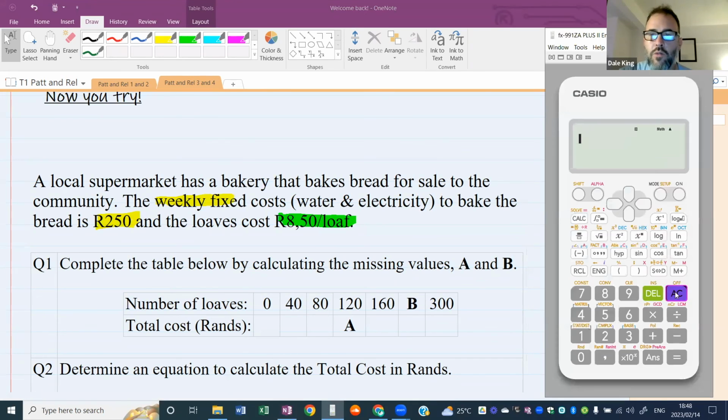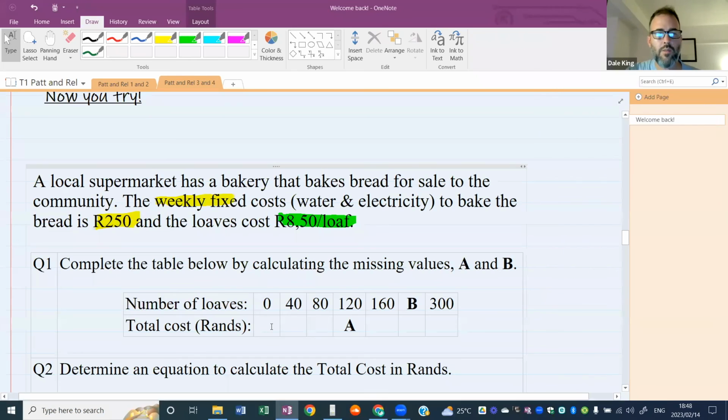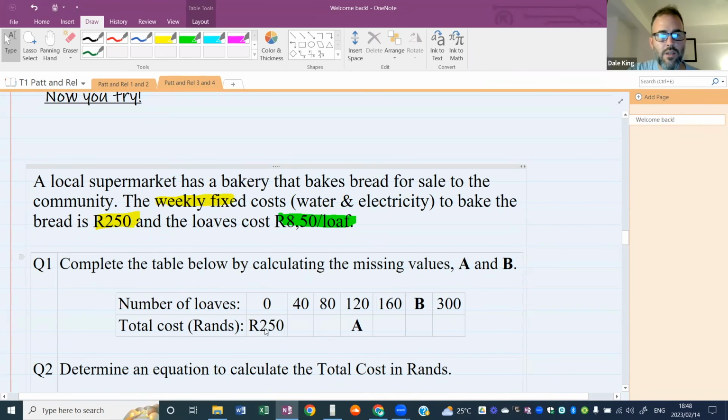So we're going to create a formula on the calculator. Based on the question, we need a 250 Rand fixed value, and we need 8 Rand 50 per loaf. So I'm going to add here plus 8 Rand 50 times however many loaves. For the first one, we have 0 loaves. I put it in brackets there because in my brain, I like to do certain parts first, but the calculator would do the 8 Rand 50 times 0 first anyway. Using this formula, what do I get if I have 0 loaves? The answer is 250. So I'm going to put the value back in there, 250. This is correct because the fixed value is 250, and without baking any loaves, we should still have 250 Rand as a cost.